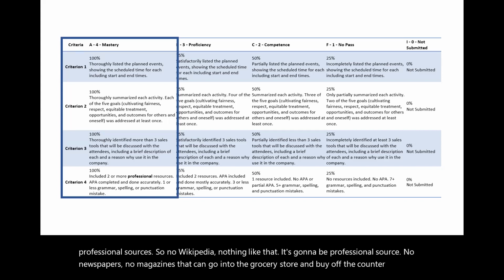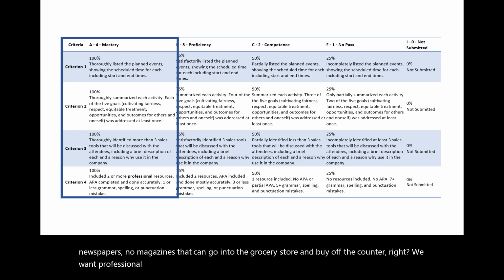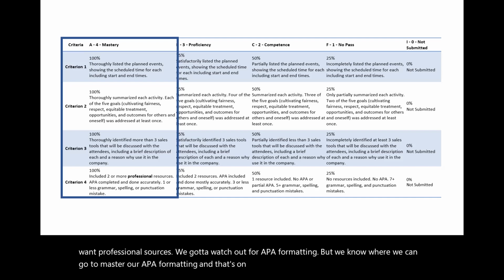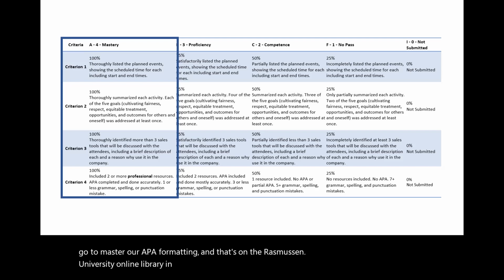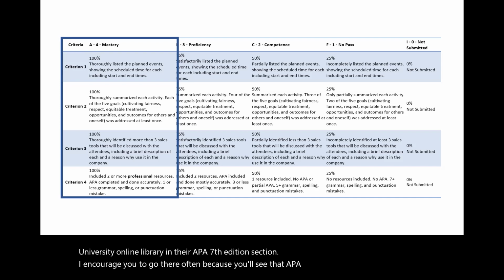We want professional sources. Got to watch out for APA formatting, but we know where we can go to master our APA formatting, and that's on the Rasmussen University Online Library in their APA 7th edition section. I encourage you to go there often because you'll see that APA formatting will be a requirement.